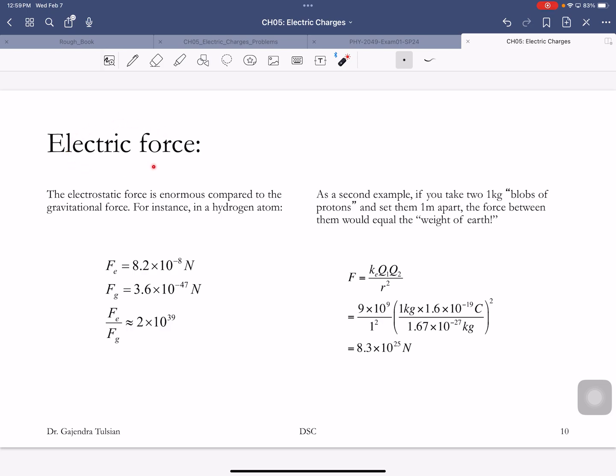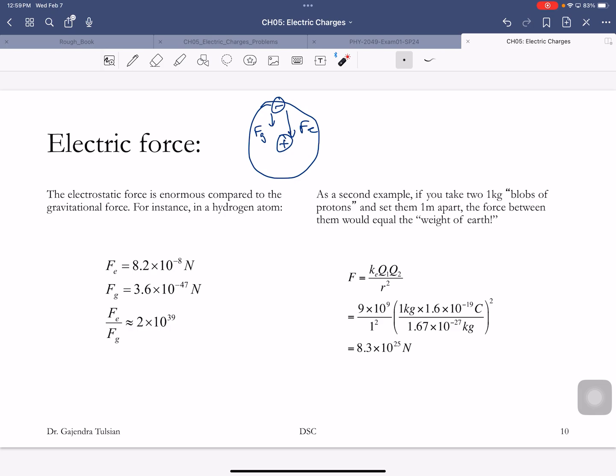Now, the electric force happens to be very large, much larger than the gravitational force. So what this slide is showing you is the following. In the hydrogen atom, the proton attracts the electron, and well, it also gravitationally attracts the electron. So let's say we calculate the gravitational force and the electrostatic force. How do these two forces compare?